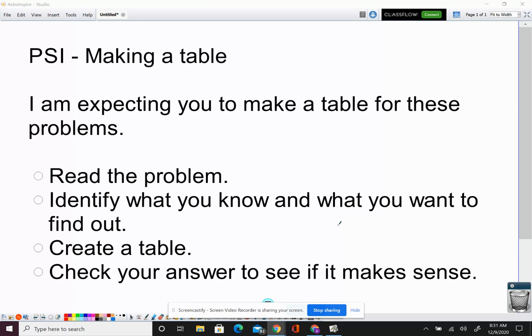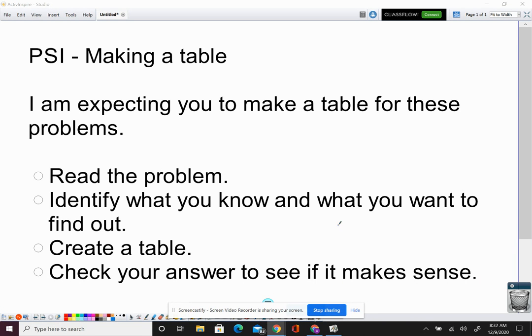Now, some of you without common sense, that last part is sometimes hard to do. But if you are talking about buying items and your answer comes out to be a negative number, does it make sense that if you are buying something that you are going to be paying a negative number for it? No, it does not. So you need to think about your answers and make sure that they make sense.